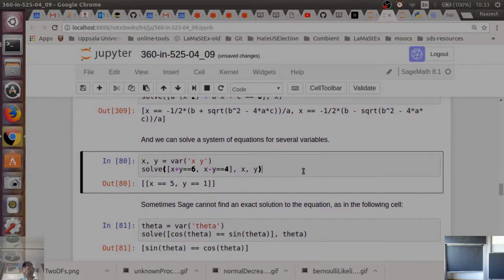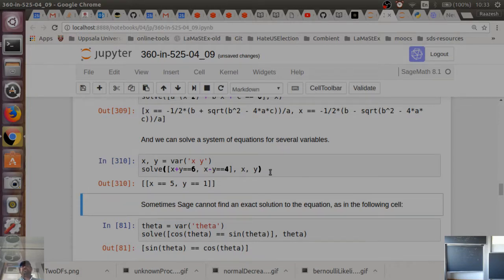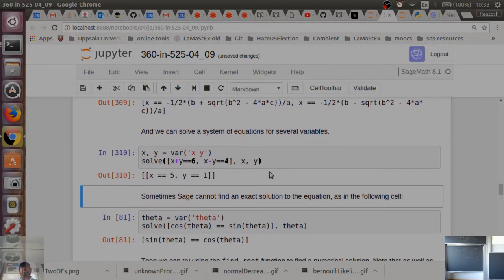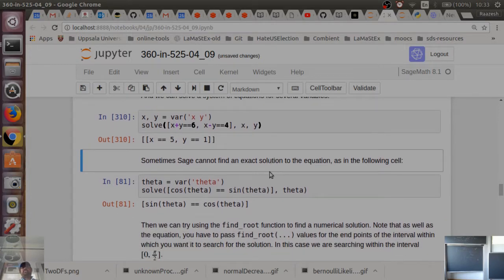Okay, so then we can also solve a system of equations for several variables. So if you have x plus y equals 6 as the first equation, and x minus y equals 4 as the second equation, you can do a system of equations in a list like this. This is the double equality symbol for symbolic equality. And now we have two variables x and y, so we want them solved simultaneously. So when x is 5 and y is 1, the equations are satisfied. It's a baby easy one, makes sense.